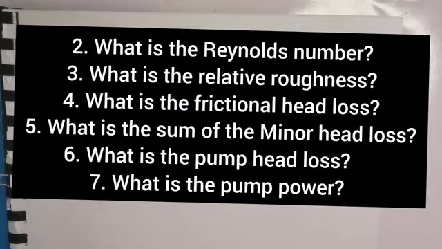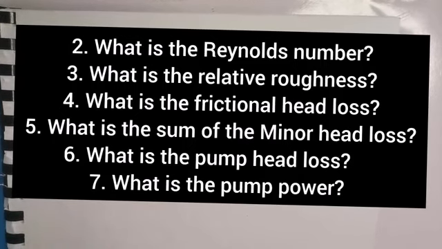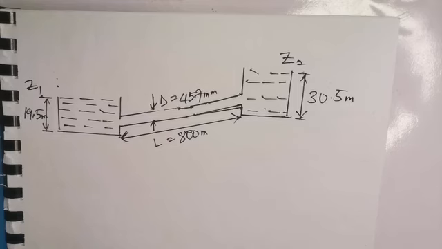Second question says, what is the Reynolds number? Third question says, what is the relative roughness? The fourth question says, what is the frictional head loss? The fifth question says, what is the sum of the minor head loss? The sixth question says, what is the pump head loss? And the seventh question says, what is the pump power? Okay, so let's show a diagram to illustrate what the question is saying.